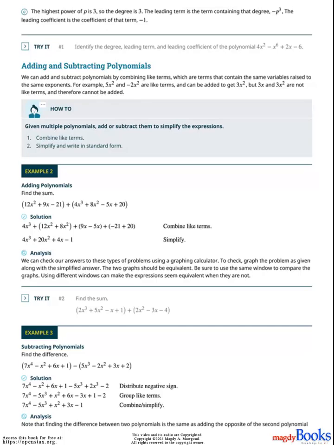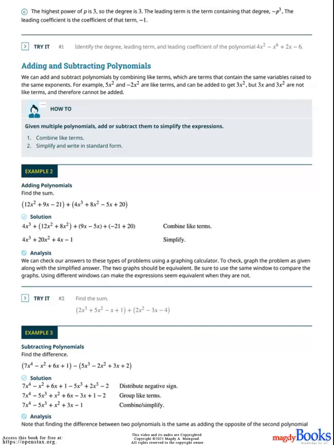Solution. 7x to the fourth power minus x squared plus 6x plus 1 minus 5x cubed plus 2x squared minus 3x minus 2. Distribute the negative sign. 7x to the fourth power minus 5x cubed plus x squared plus 6x minus 3x plus 1 minus 2. Group like terms. 7x to the fourth power minus 5x cubed plus x squared plus 3x minus 1. Combine, simplify.